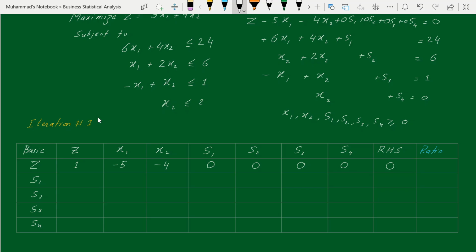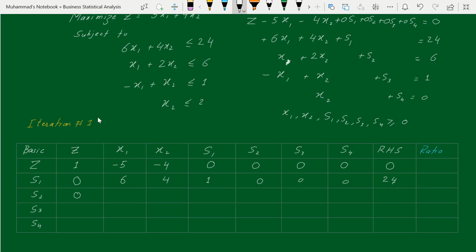Okay. So the next step is to write down the constraints. In the constraint we don't have z, so I write 0, and x1 has 6, and x2 is 4, and s1 is 1. The coefficient of s1 is 1, so you can write down zeros, zeros, and the right hand side is 24.